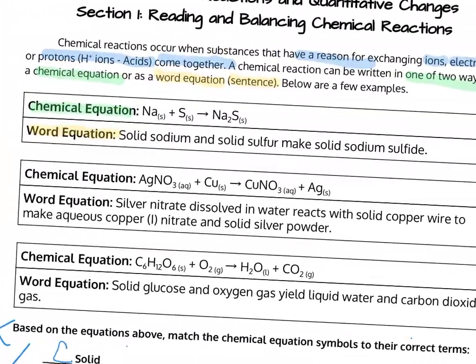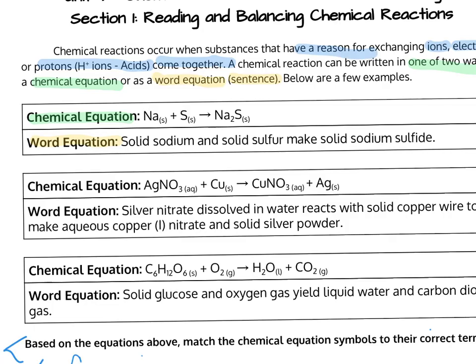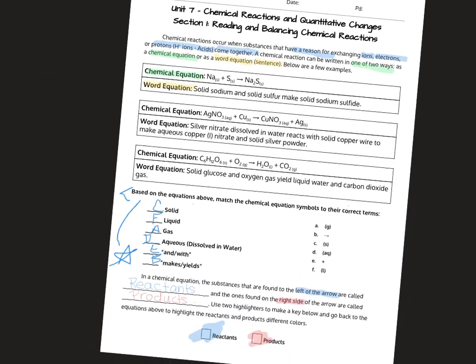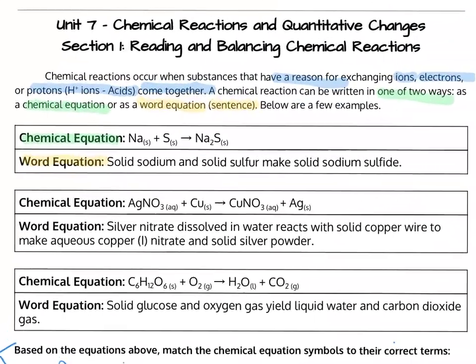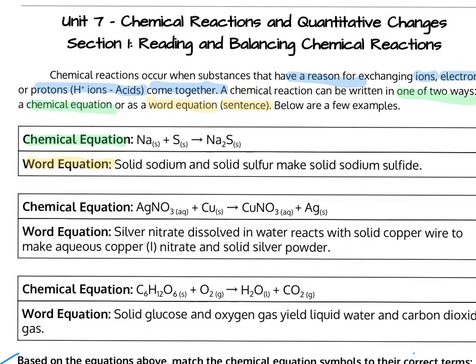So the products I'm going to do in red, and the reactants I'm going to do in blue. So up here in the first one, remember the reactants in blue. That's what you start with. So we are starting with the Na solid and the sulfur solid over there. So that is the solid sodium and the solid sulfur. Over here on the other side of the arrow, we have the Na2S, and we have solid sodium sulfide.